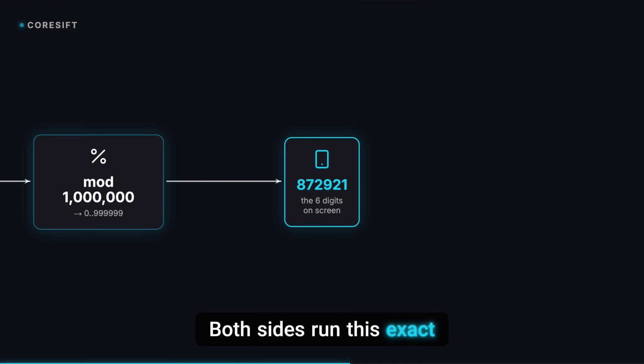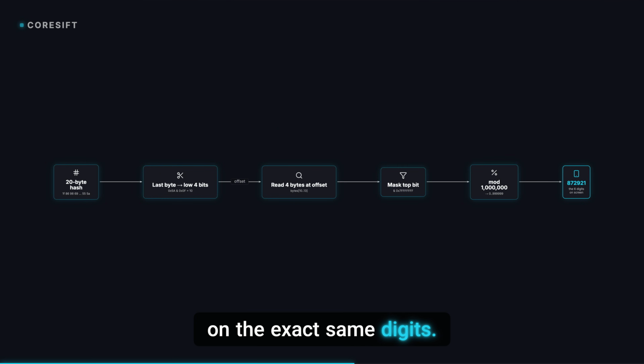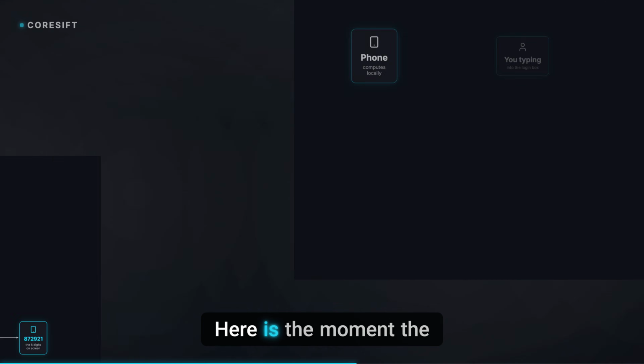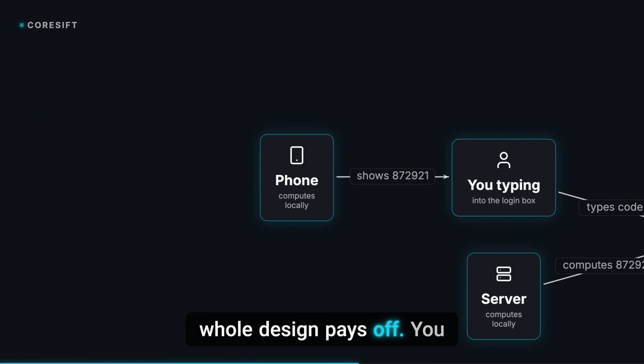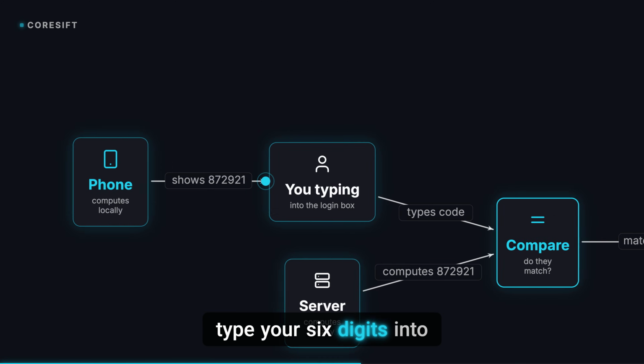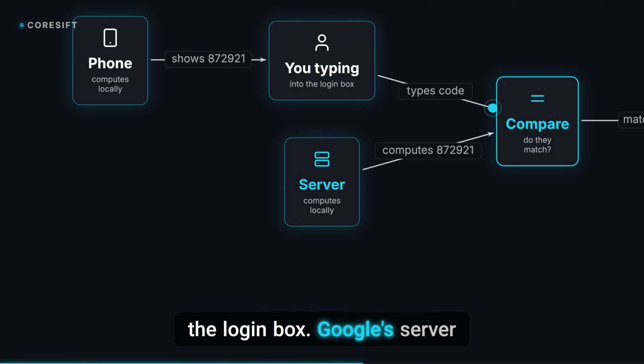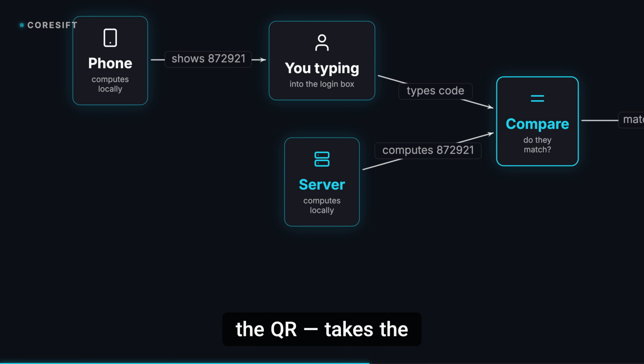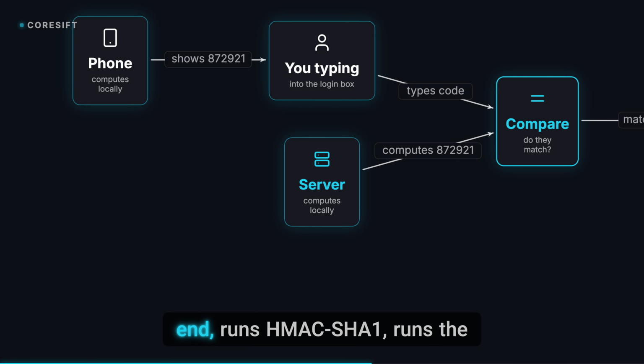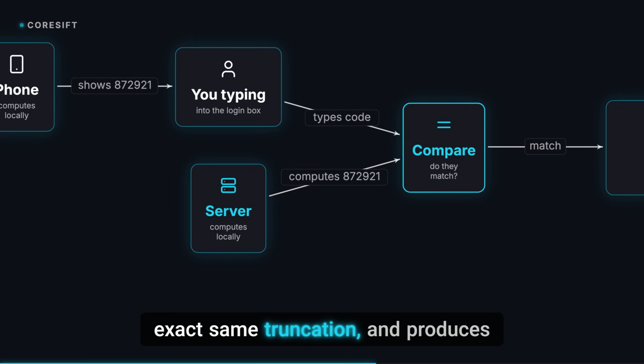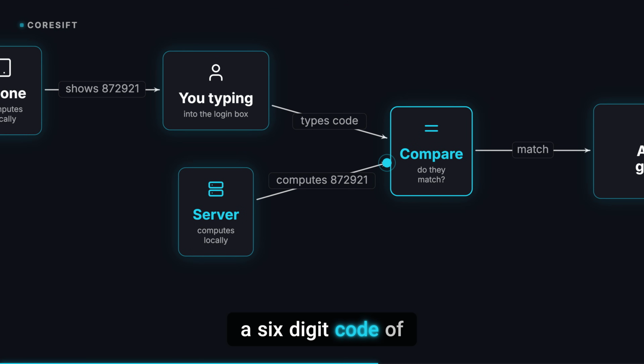Both sides run this exact procedure, so both sides land on the exact same digits. Here is the moment the whole design pays off. You type your 6 digits into the login box. Google's server takes its copy of your secret, the one it stored when you first scanned the QR, takes the current time counter on its end, runs HMAC-SHA-1, runs the exact same truncation, and produces a 6-digit code of its own.